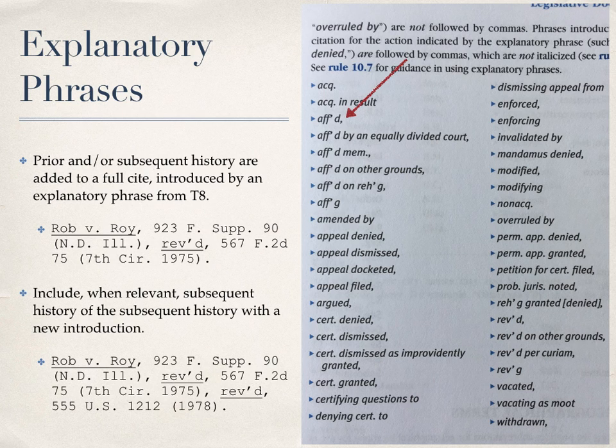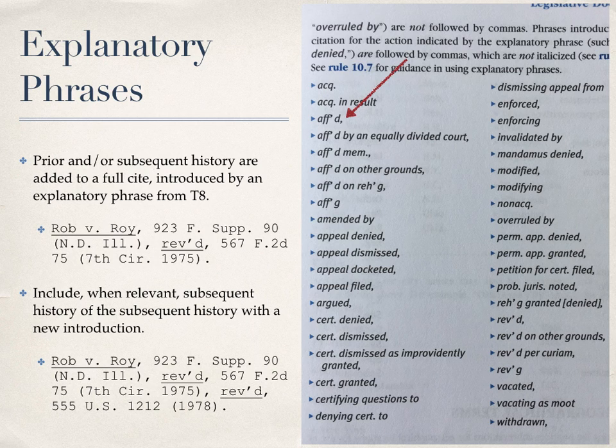Sometimes our subsequent history might have subsequent history as well. When that happens, and you must include both pieces of subsequent history, you're going to do so with a new introduction. So in this example, you see Robb v. Roy was decided by the Northern District of Illinois and then was reversed by the Seventh Circuit, which was then reversed by the U.S. Supreme Court, which basically reinstates the first opinion from the Northern District of Illinois. I introduced both of those subsequent histories with reversed, as indicated in T8.